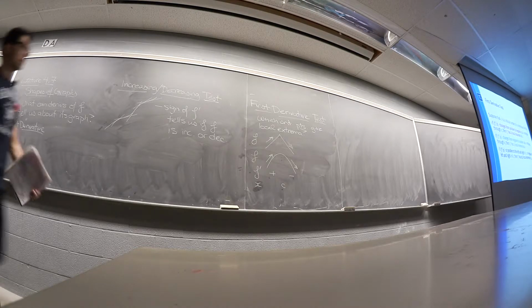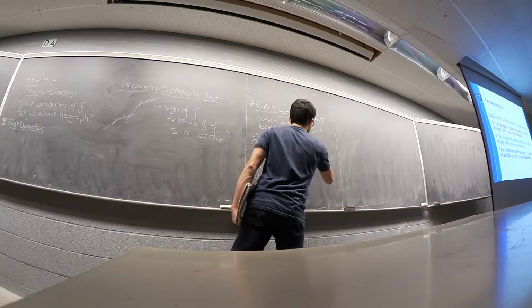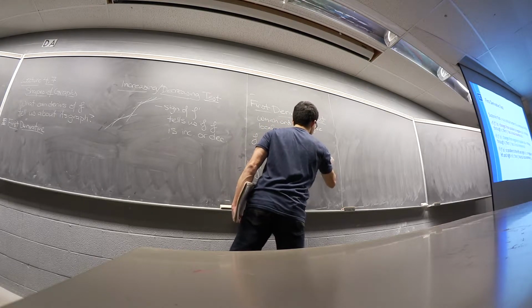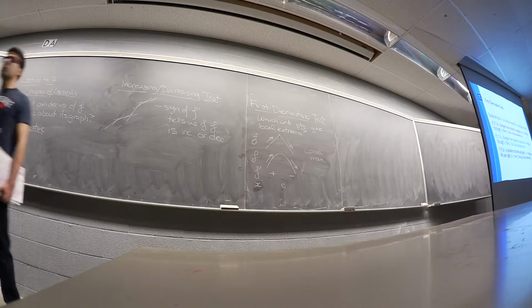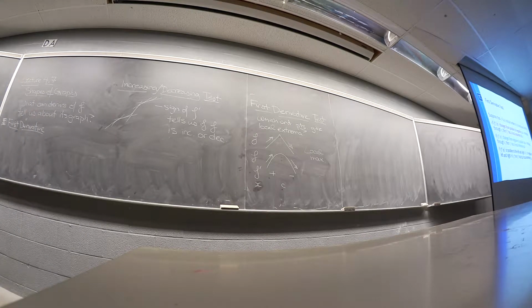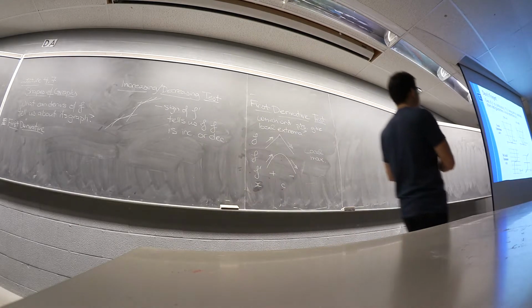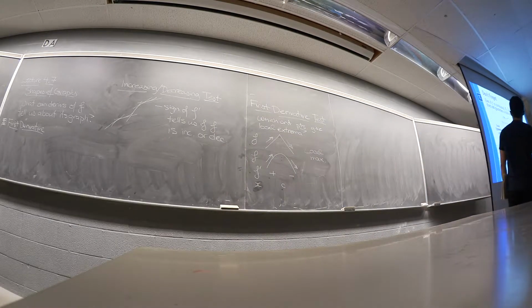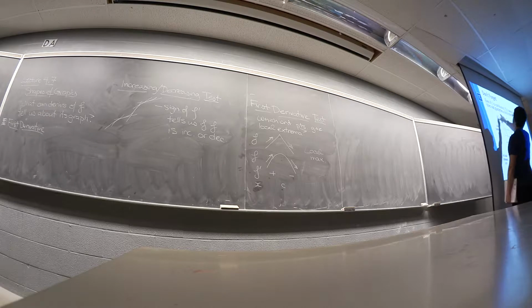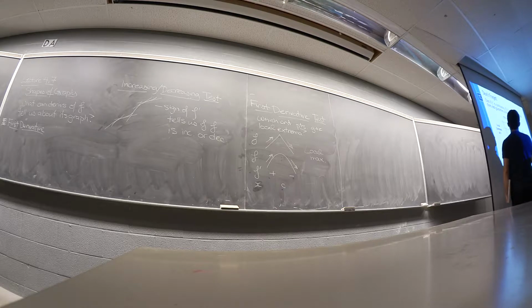Okay, so this is the local max case. You can draw the local min case. Again, not every critical point produces a local extrema. They're just candidates for local extrema. So let's do some cases. Even if f is continuous, having a critical point doesn't guarantee a local extrema.